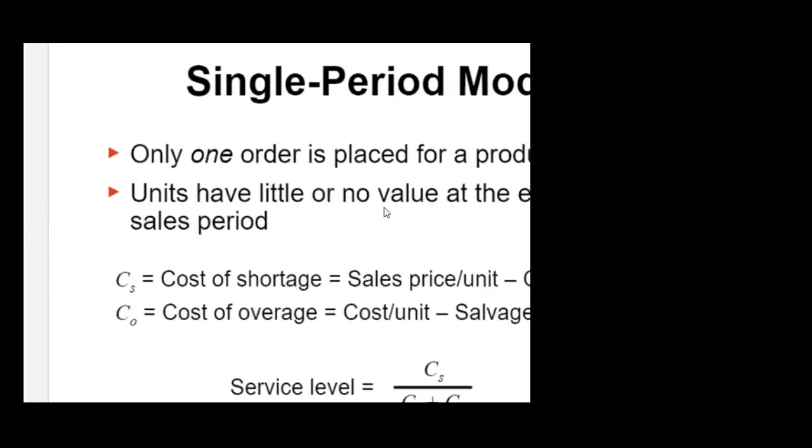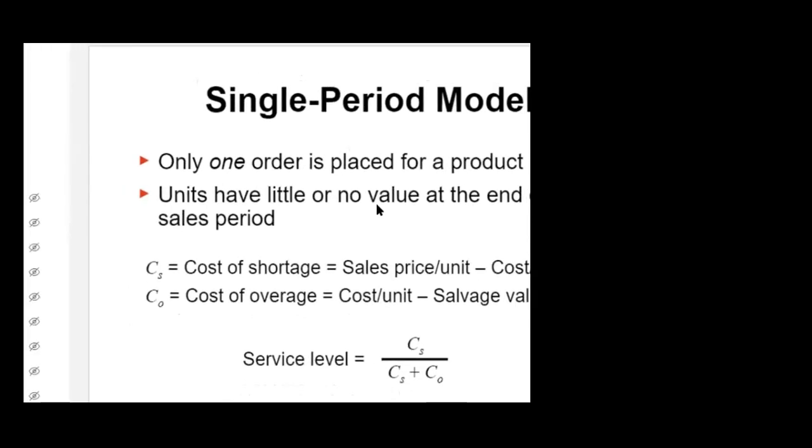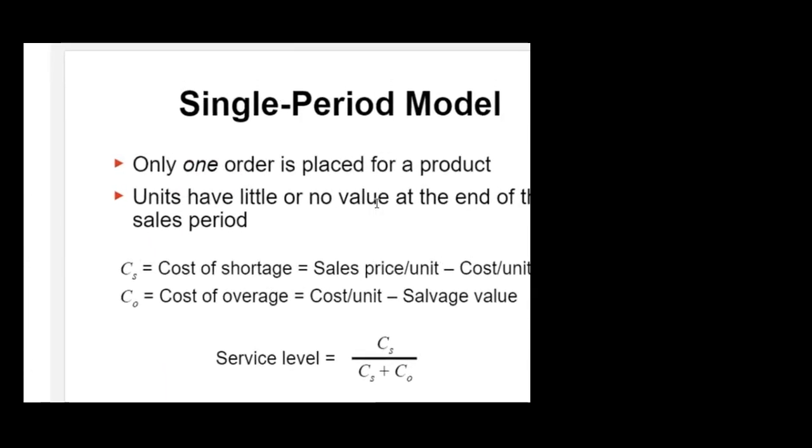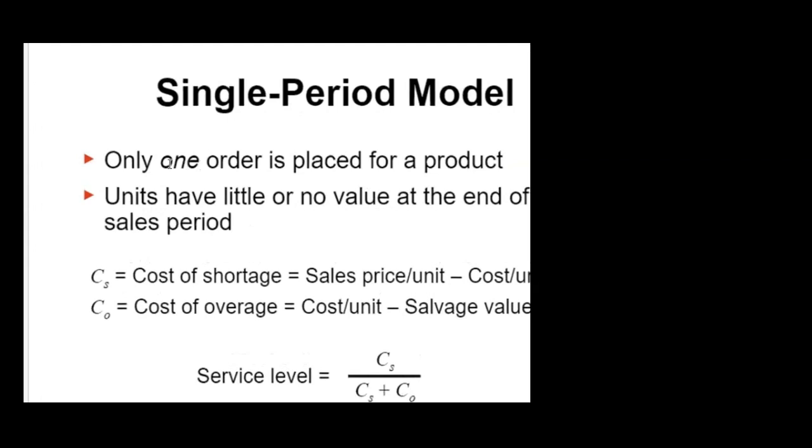All right, the next type of problems that we go over here are the single period model. In the single period model, only one order is placed for the product. And why is that? Units have little or no value at the end of the sale period. So these items are perishable. After some time, normally a short amount of time, they're not in a quality that you can sell them. They're considered as salvage, right?